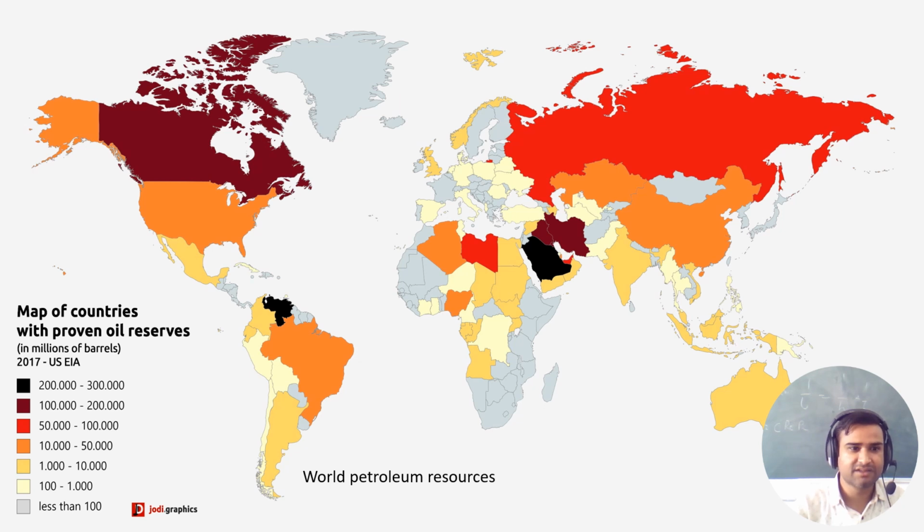India is under the yellow color. So you can see we have 1,000 to 10,000 millions of barrels of crude oil. These are the proven oil reserves, and these are the countries having 100 to 1,000 millions of barrels, and less than 100 millions of barrels. These are the countries where less than 100 millions of barrels are found. They have reserves but very little. These are the proven reserves.